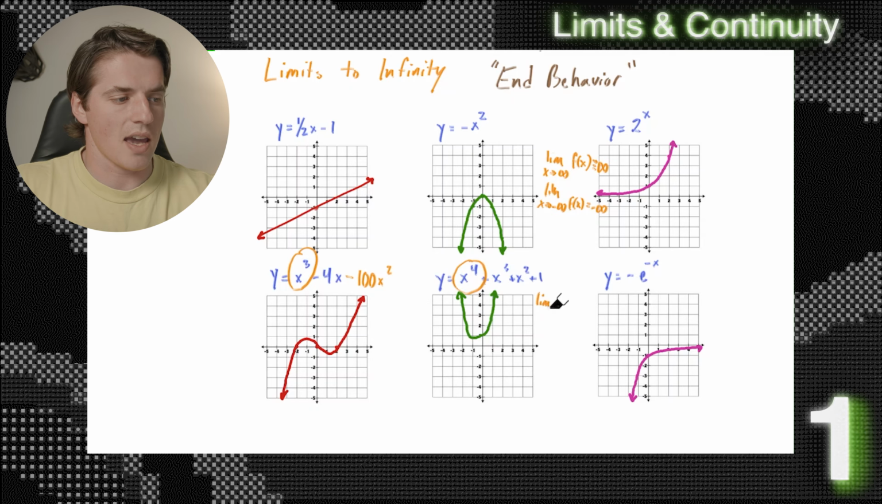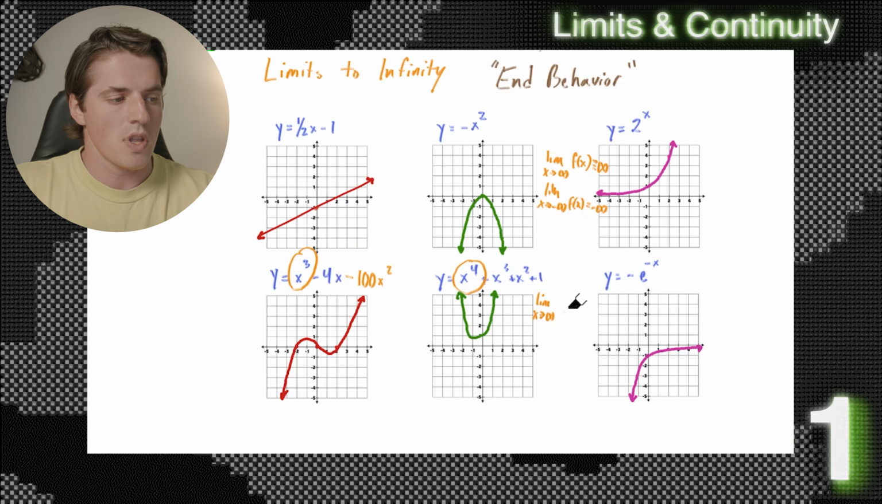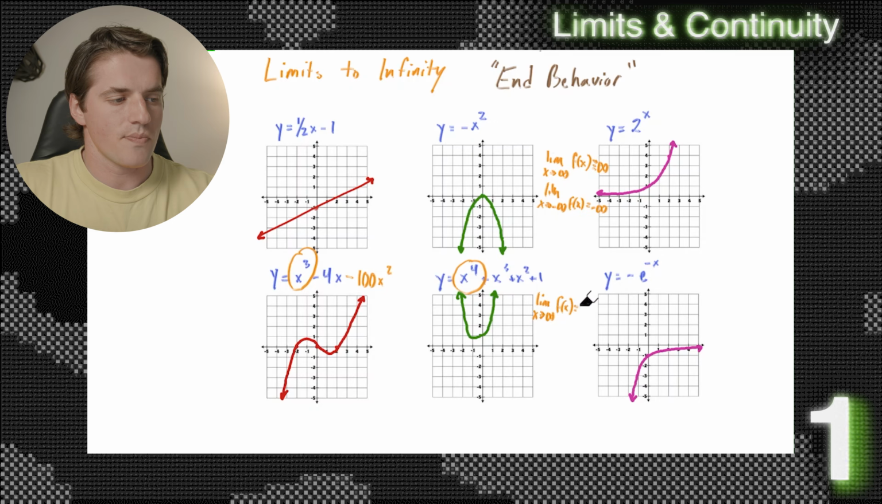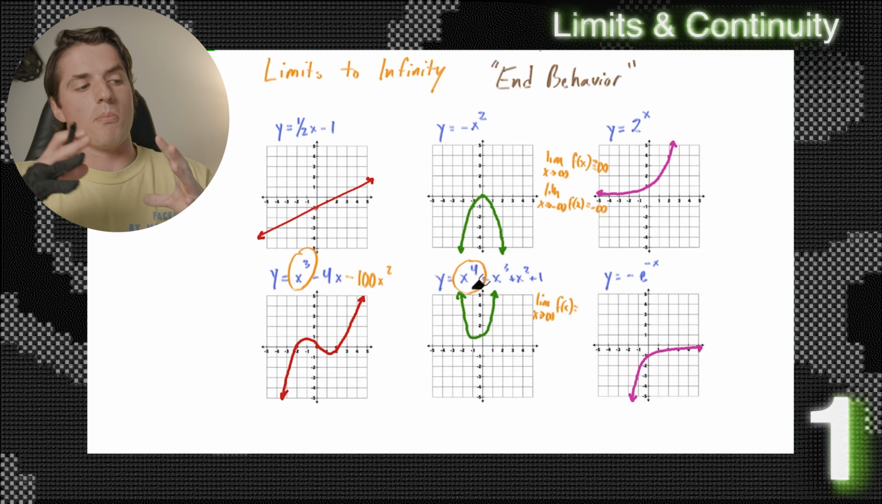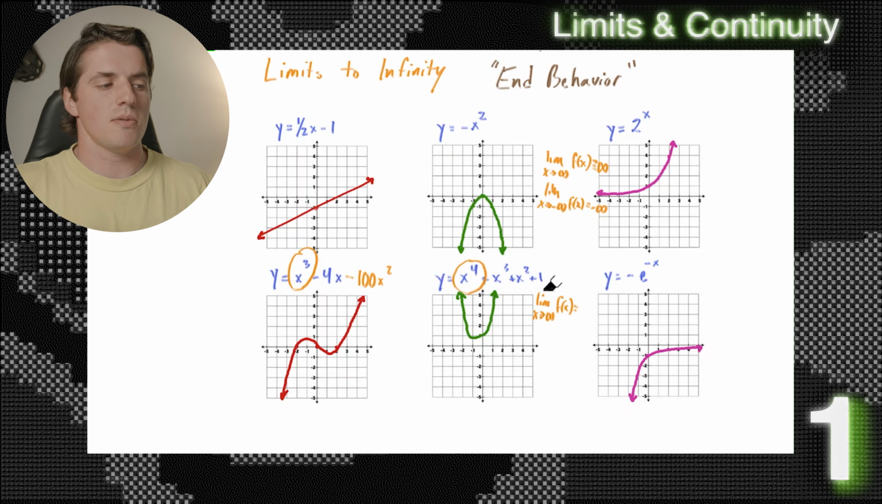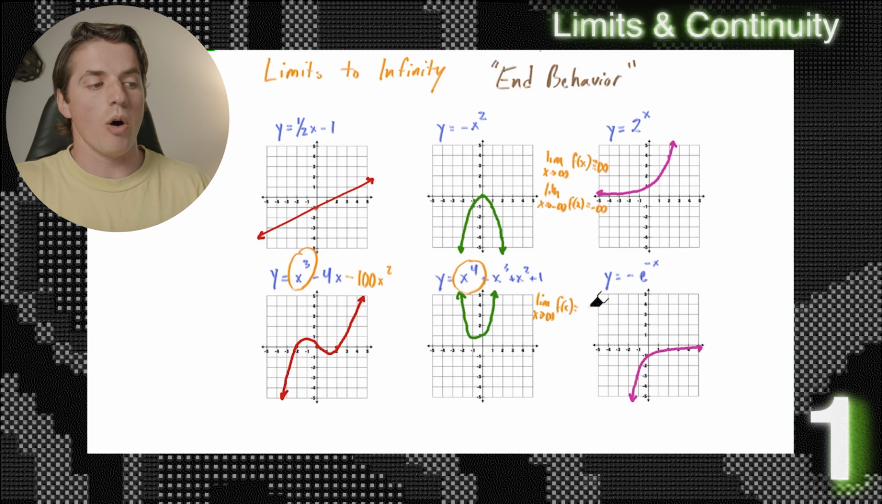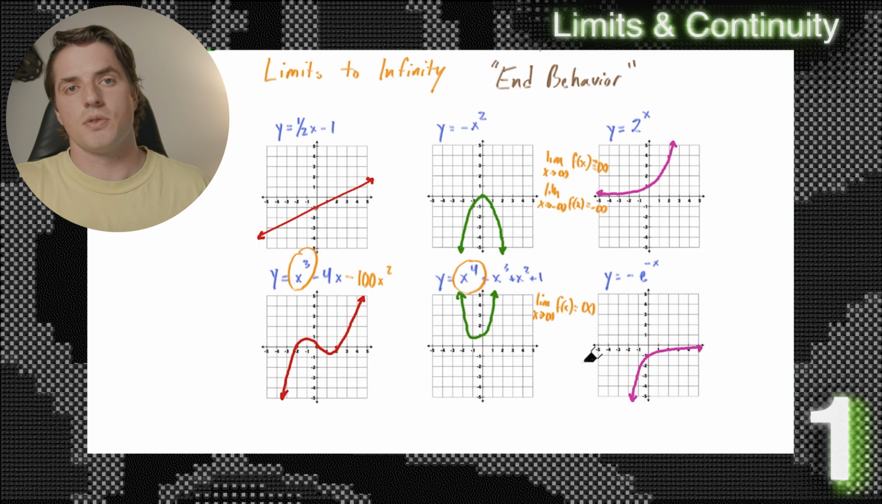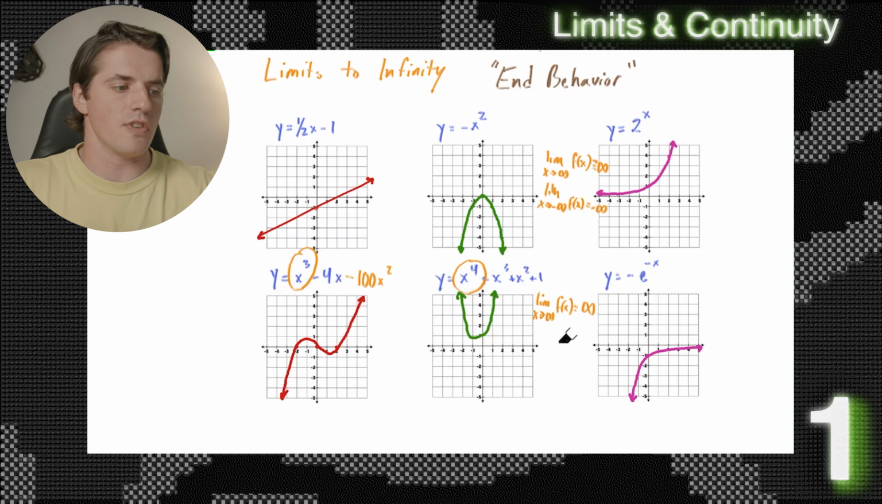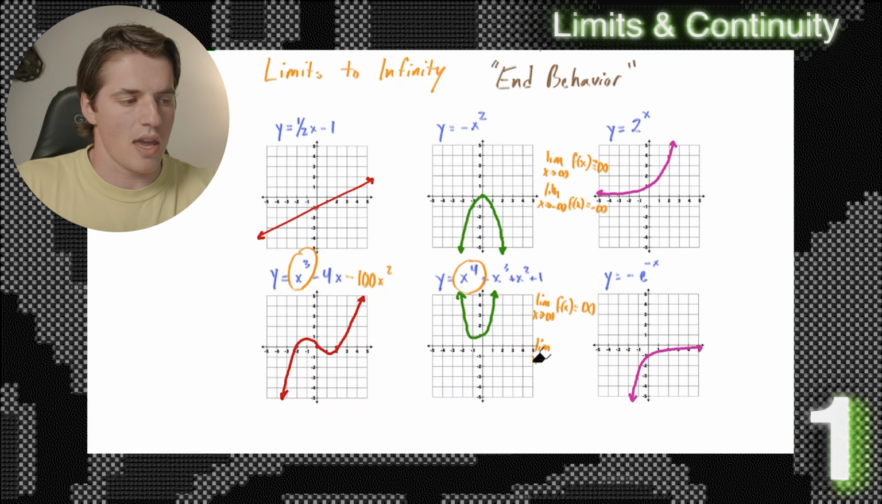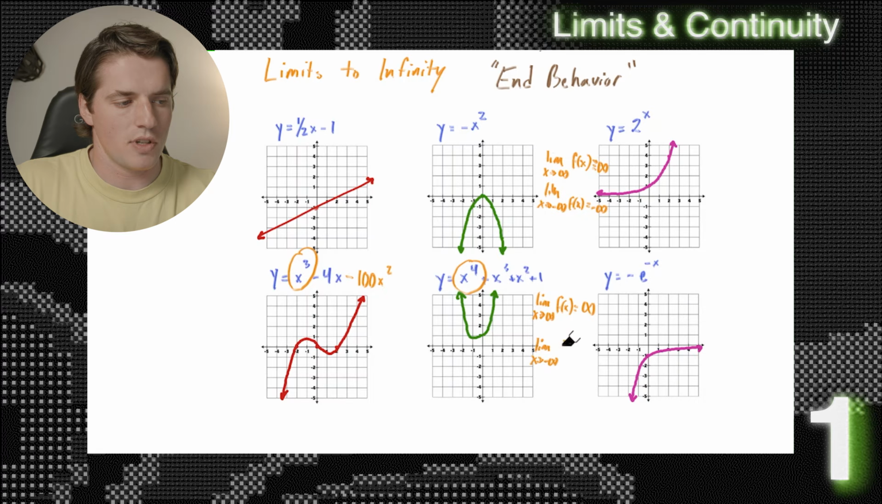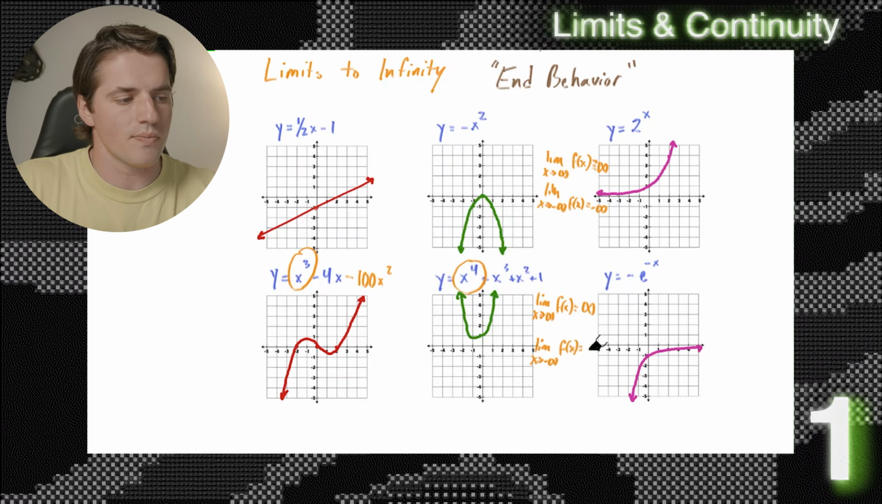So the limit as x goes to infinity of f of x, this term will get bigger much faster than the rest of the terms. And when we take it to the fourth power, it will always be positive. So this limit will be positive infinity. Same thing with x going to negative infinity. Okay, this is infinity.